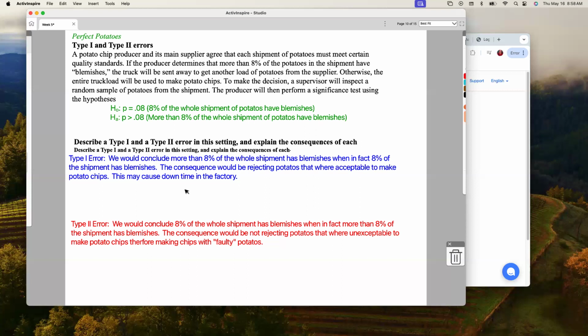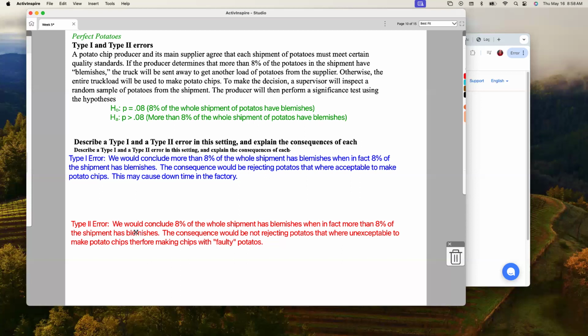We should take them. Well, this may cause downtime in the factory. In other words, you have people getting paid, you're there at the factory, and you don't have any potatoes to make chips with. Now, I may be oversimplifying this scenario here, but that would be a possible consequence.